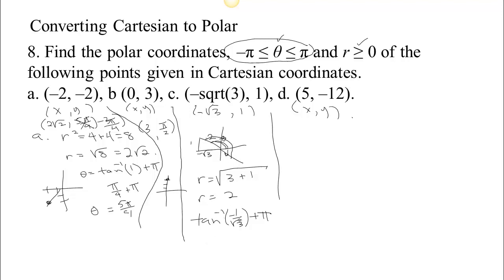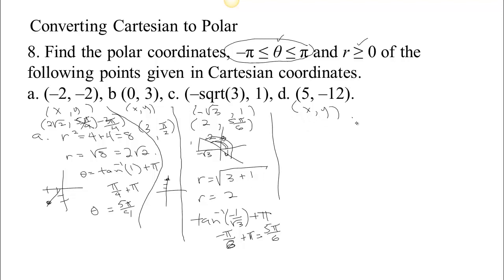Let's see, the arctangent of 1 over -root 3 is -pi sixths. Plus pi gives us 5 pi sixths. So our representation of this in polar, the radius is 2 and the angle is 5 pi sixths. So we have a radius that's non-negative, and our angle is between minus pi and pi, so we've gotten it.